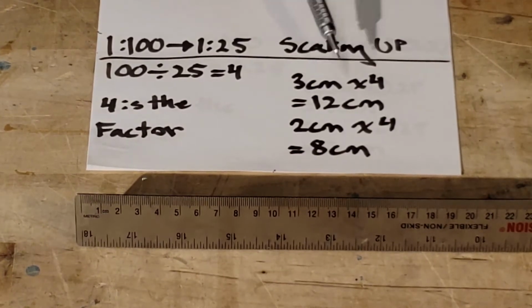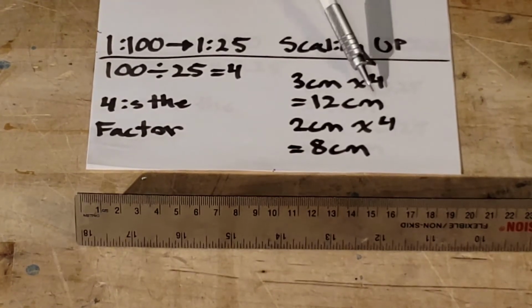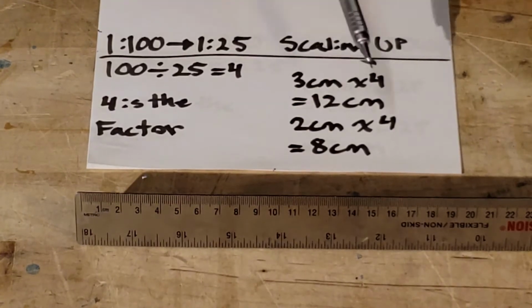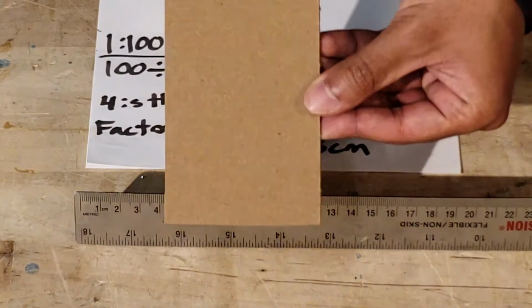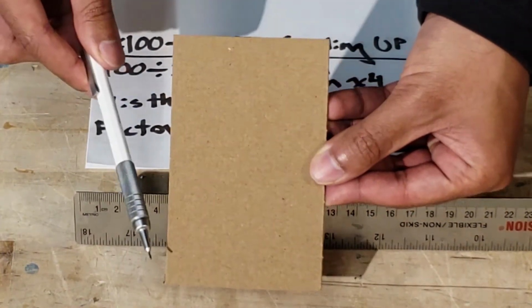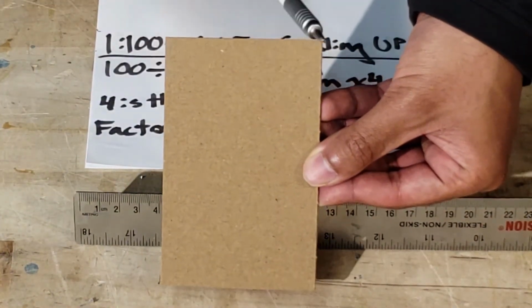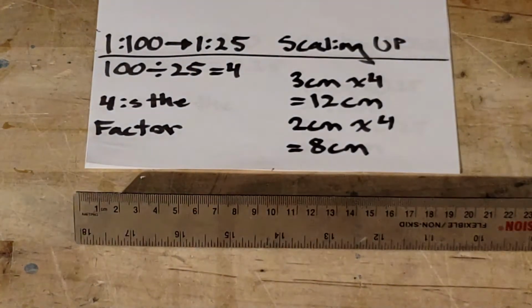4 is the factor which we will apply to the other dimensions of that wall. So starting with the 3 centimeters multiplied by 4 gives us 12 centimeters. Then the 2 centimeters multiplied by 4 gives us 8. So our new wall at 1 to 25 will be 12 centimeters tall by 8 centimeters wide.